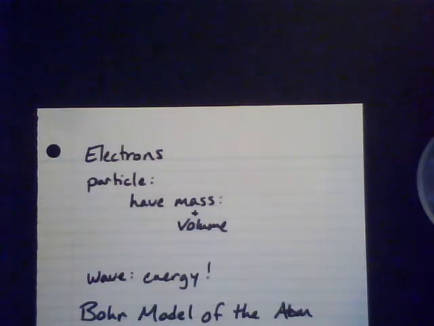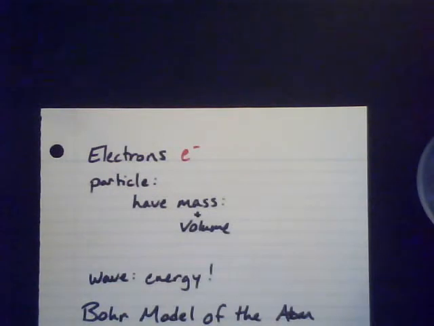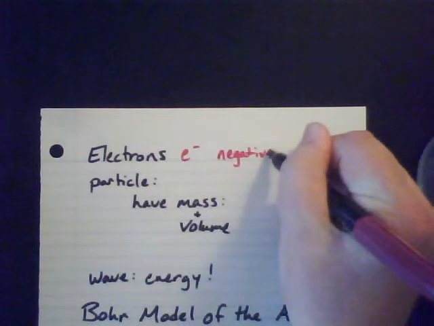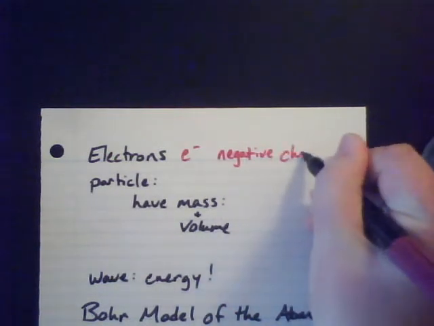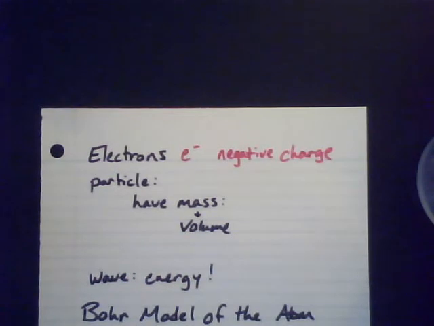So electrons, too, can act as both waves and particles. As a particle, remember electrons are negatively charged. We usually abbreviate them with a little e with a negative sign, just as a reminder. And that was J.J. Thomson who discovered the electron. He discovered that they have a negative charge and a teeny tiny mass.